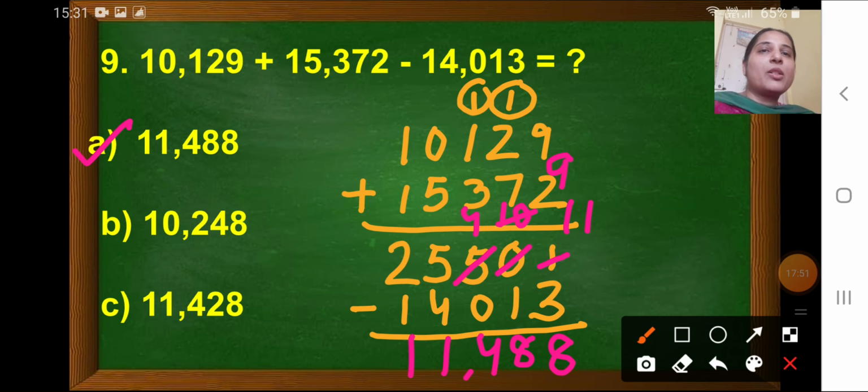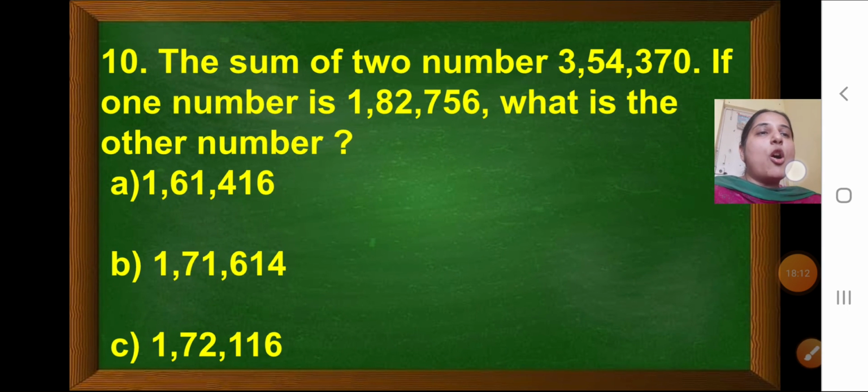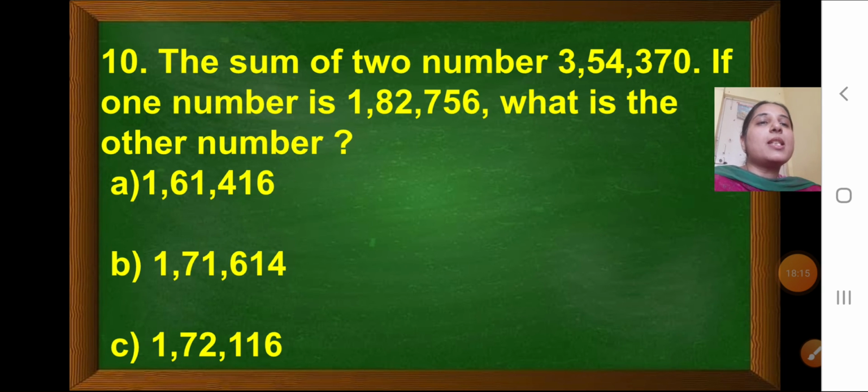Got it, children? What we did first? First we added the numbers which do not have minus sign in front of them, and then we subtracted the number from that sum which has minus sign in front of it. Okay, children? Now let's move to the next question. The sum of two numbers is 3,54,370. If one number is 1,82,756, what is the other number?